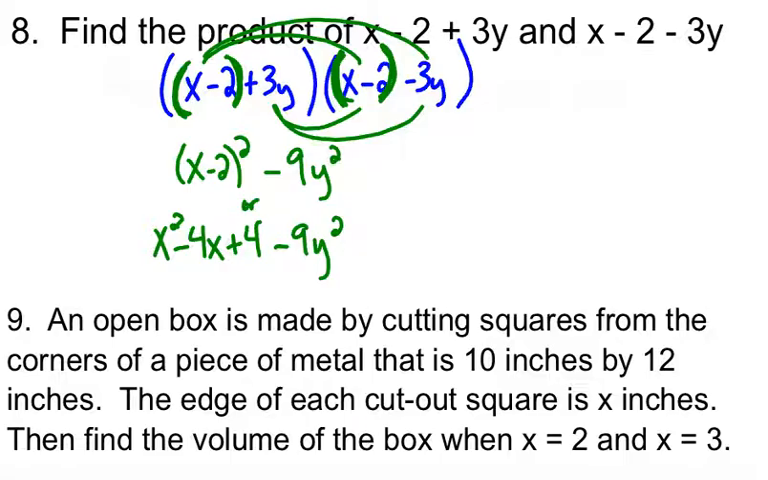And if you're not sure where I got this, that was just this part. That's just the x minus 2 times x minus 2, all FOILed out there. Okay, so utilizing some shortcuts can really help simplify problems for us.